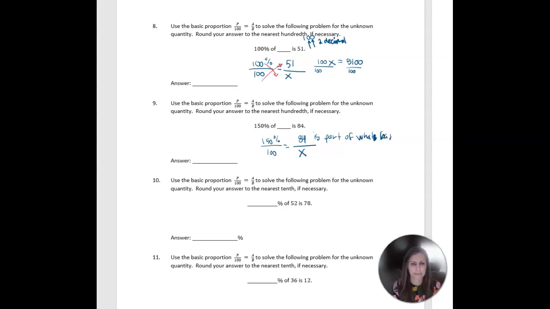What base? And once again, to solve this is a proportion. We're going to cross multiply. So we'll set it up. 150 times X is 150 times X. 84 times 100 is 8400. And we'll divide both sides by 150.